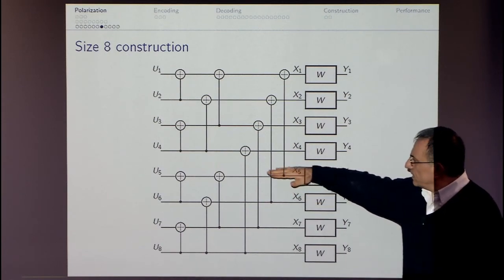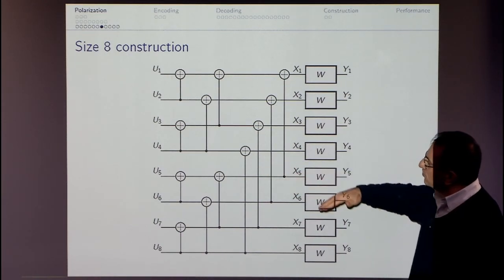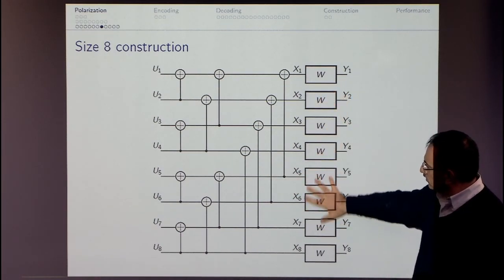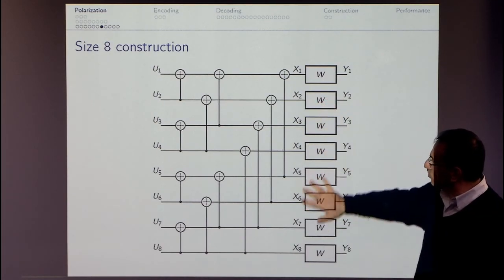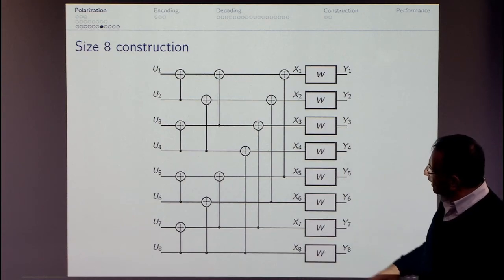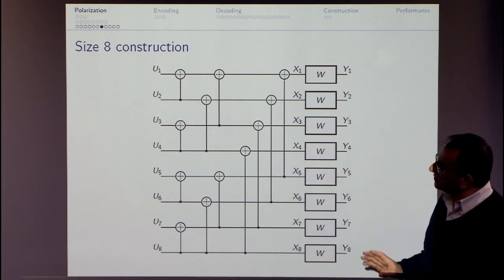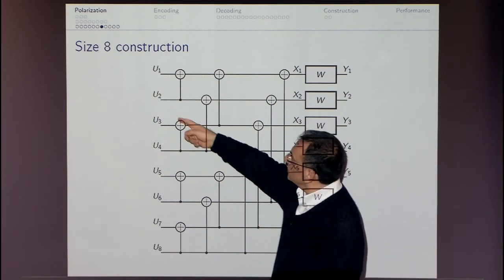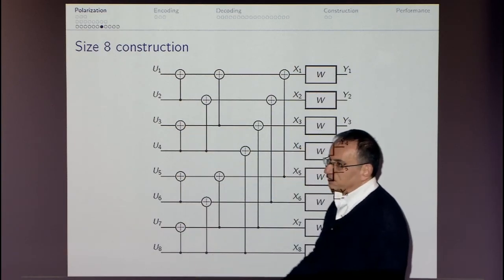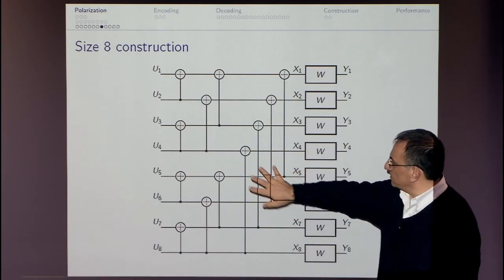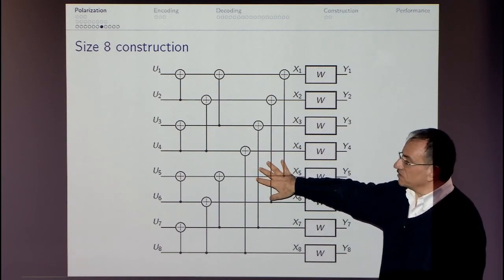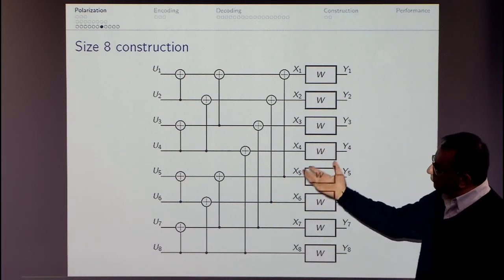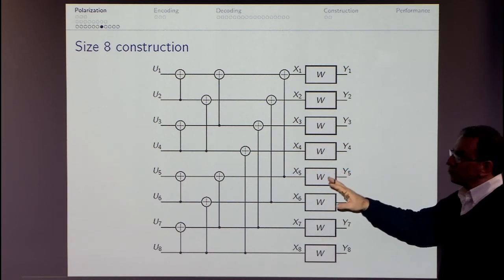So now we have the size 8 construction. We create two independent copies of the size 4 construction. And I changed the wiring order a little bit. Now you see that I'm doing the decoding in the natural order. So a bit reversal permutation has been applied in this transformation. The wiring has changed a little bit, if you have noticed.